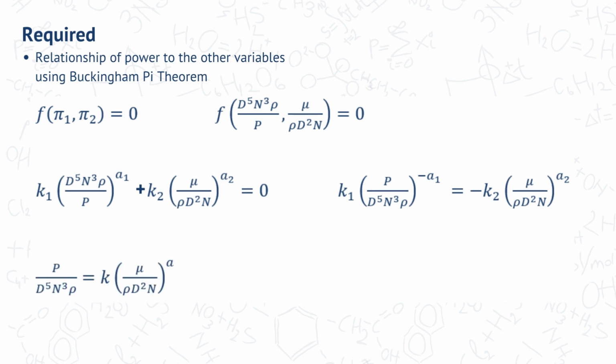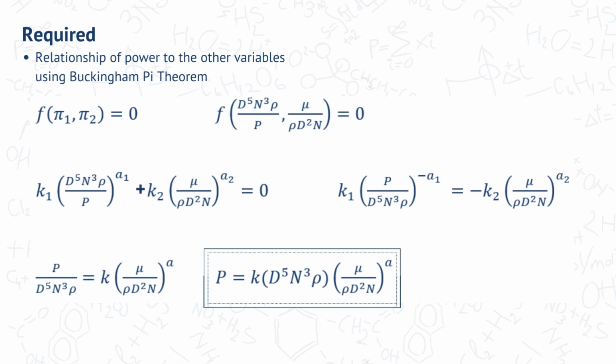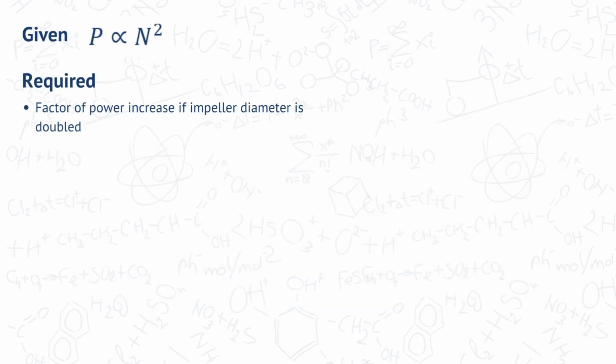Notice that it can be isolated by dividing negative k sub 2 and k sub 1 as well as the exponents a sub 2 and a sub 1, which we can just express as k and a. Multiplying the denominator, and we have this expression for P, which is isolated on the left side. We can therefore determine how P changes based on its relationships with the other variables. For example, let P be proportional to N squared.